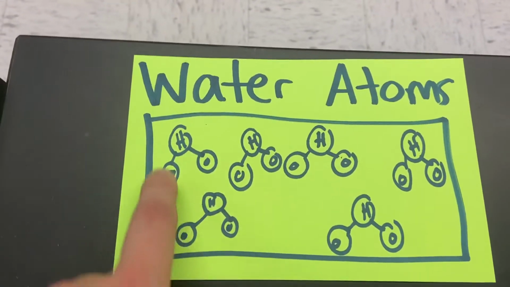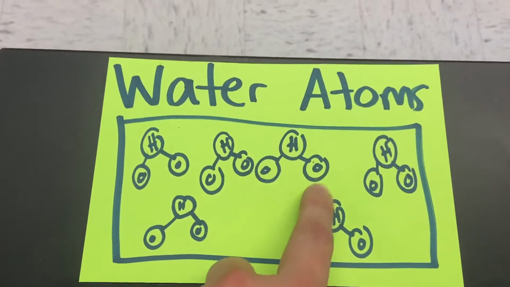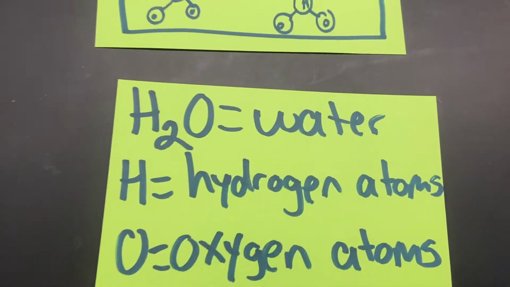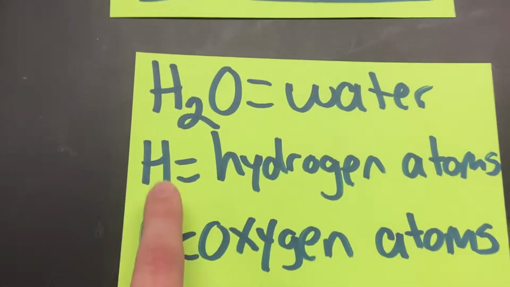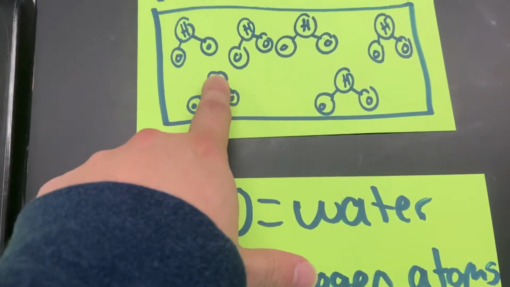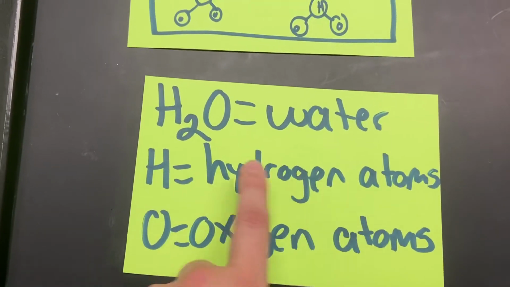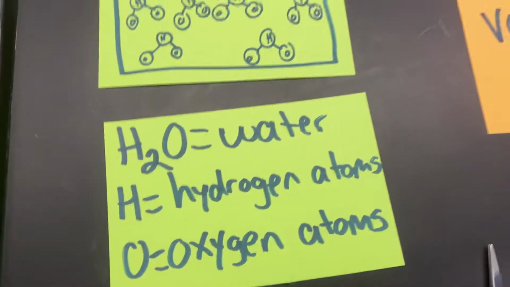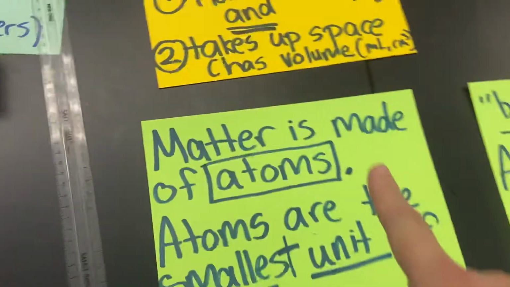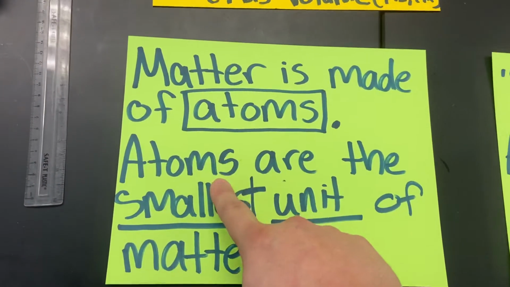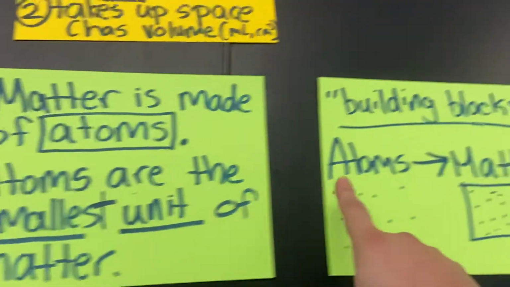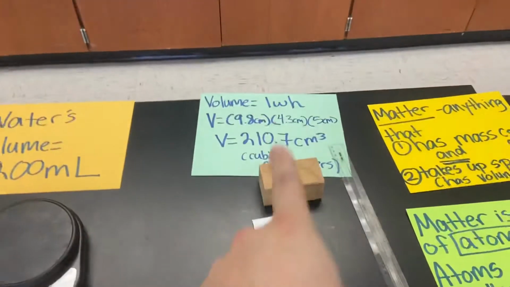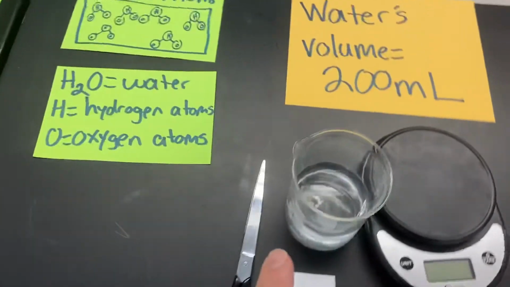And each one of these is an atom, okay? So remember, water is H2O, that is water. And we'll talk more about what this means later. But that H means this water has hydrogen atoms. And the O, you probably already know this, means that there are oxygen atoms. So remember, matter is made of atoms. Atoms are the smallest unit or the building blocks of matter. Okay, so solids are matter, liquids are matter.